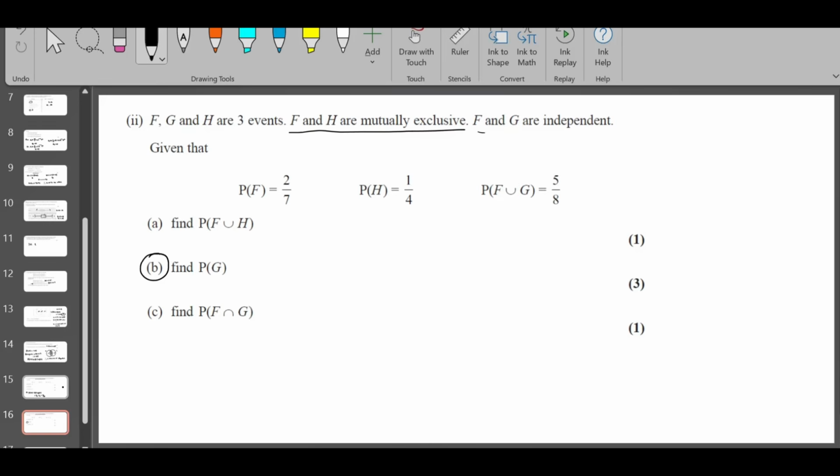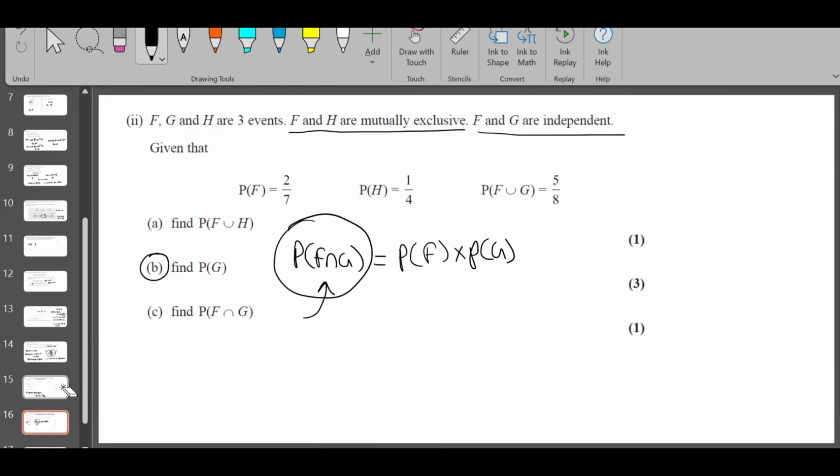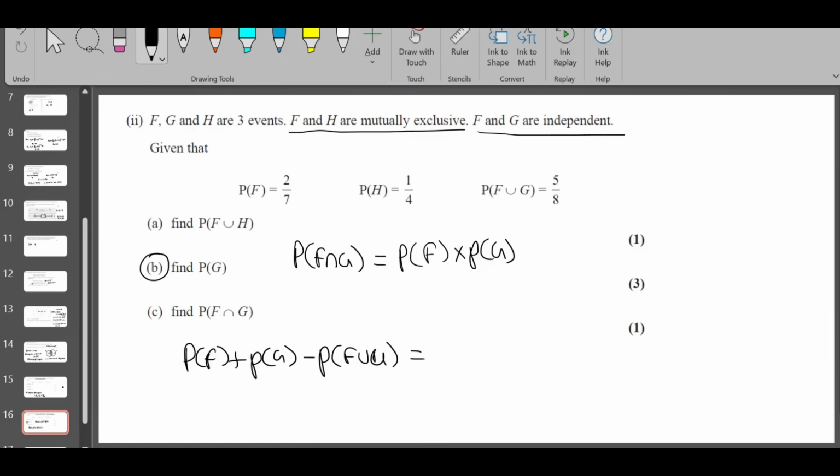We know F and G are independent, right? So I'm going to use the rule for independent events: P of F intersection G is equal to P of F times P of G. And I'm going to use the probability addition formula here: P of A intersection B can be written as P of A plus P of B minus P of A union B. That's the probability addition formula, and it's given in the data booklet.